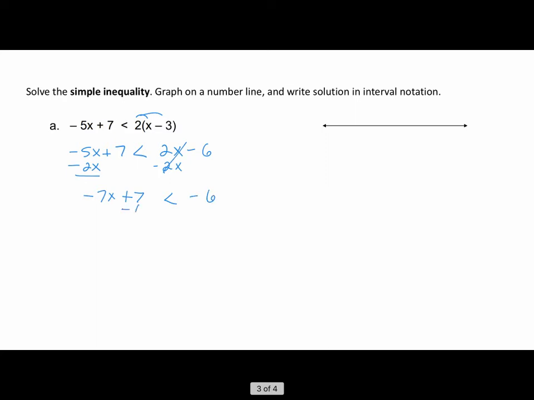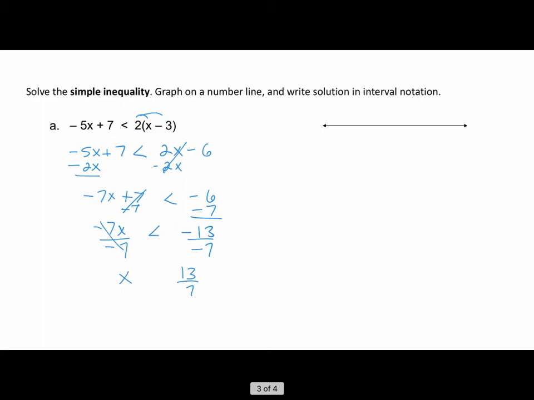Then I want my number terms to be on the other side, so I'm going to subtract 7 from both sides. Then negative 7x is less than negative 13. And finally, I need to get x to be the only factor, so I'm going to divide both sides of this statement by negative 7. Then I'll have x on the left side and a positive 13/7 on the right.